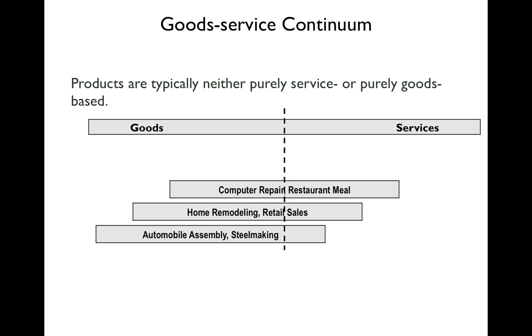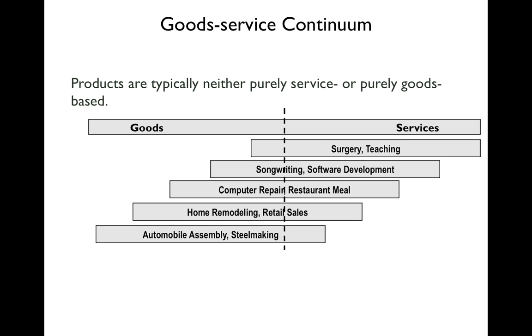Computer repair, a restaurant meal. So in a restaurant meal, it's really half of it is the food. You're eating food, which is a goods, but you have a server, they're transforming this food for you. It's a certain time that you're eating it, which is the service side of it. Songwriting, software development starts getting more into services, surgery, teaching. You start getting into mostly services with just a small amount of goods.